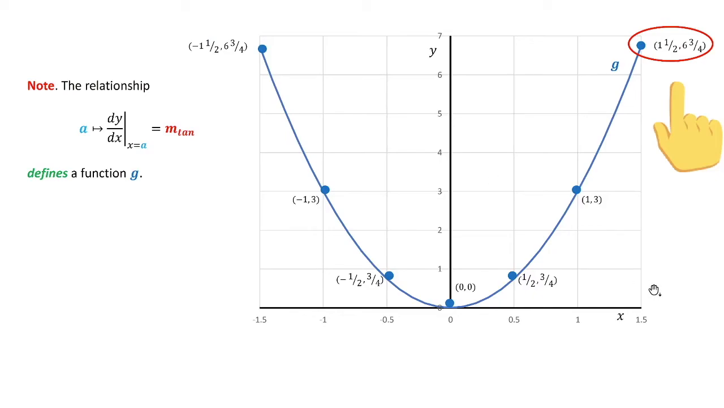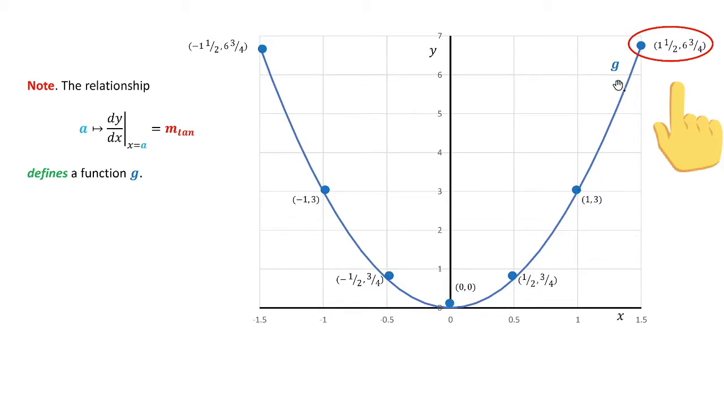And this is the function that associates that value, that value of the slope. So if you say a is 3/2, the slope is 6 3/4 of the tangent line to f. If I say x is 1, the slope is 3 of the tangent line to the function, not this, to the function, to the original function f. And all the way around.